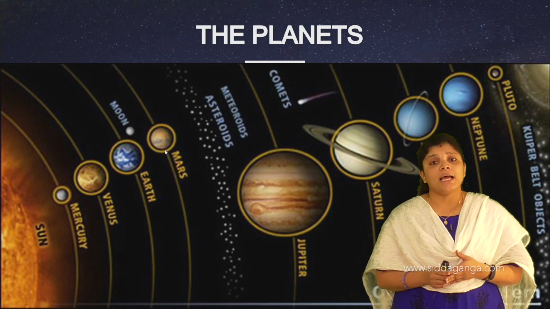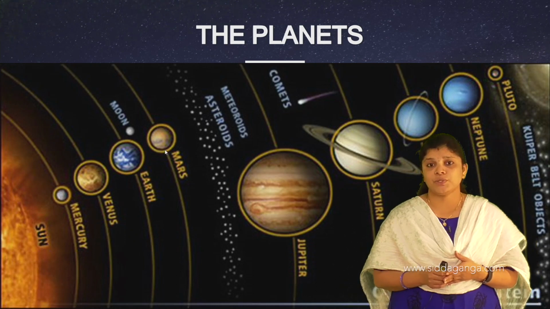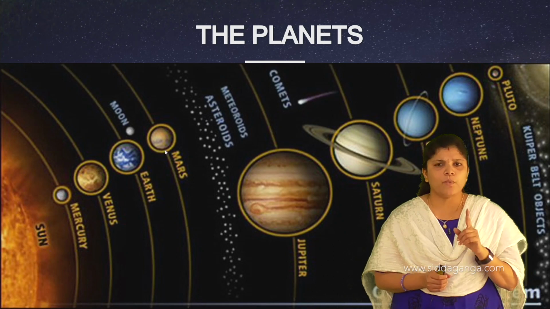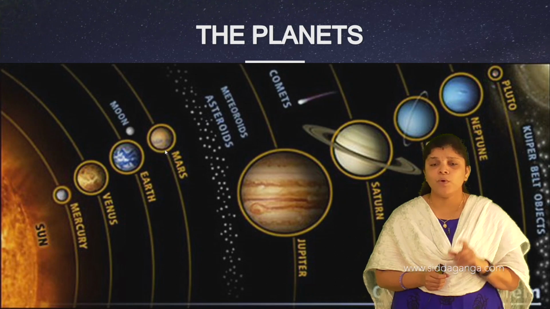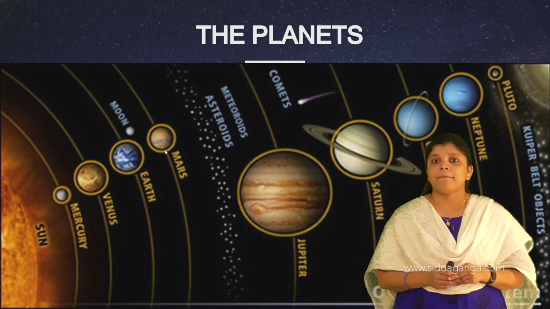So you know, life exists only on the earth. So that's why it's very beautiful also. Okay, and see, the earth has only one moon. How many moons does it have? Only one moon. And next planet, that is Mars.